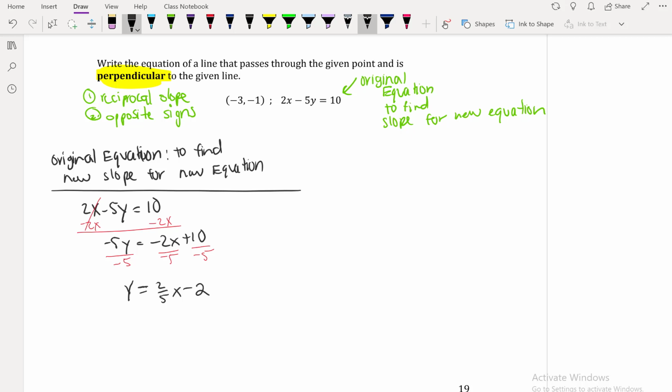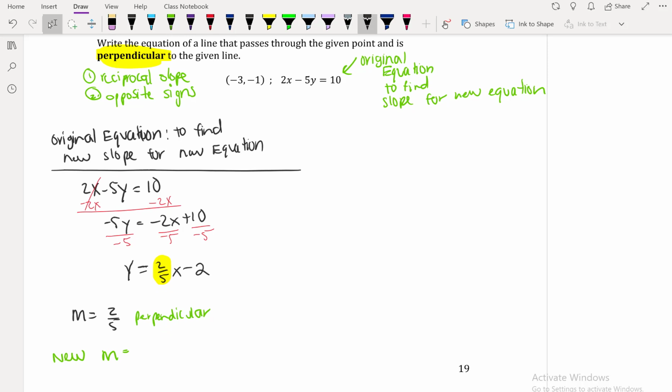So then from here, let's look at the slope, right? So here, my slope is 2/5. What do I want? I want it to be perpendicular. So then my new m, I know it has to be the reciprocal, so I'm going to have to flip this fraction to be 5/2, and it has to be opposite sign. So if it's positive, now it's negative.